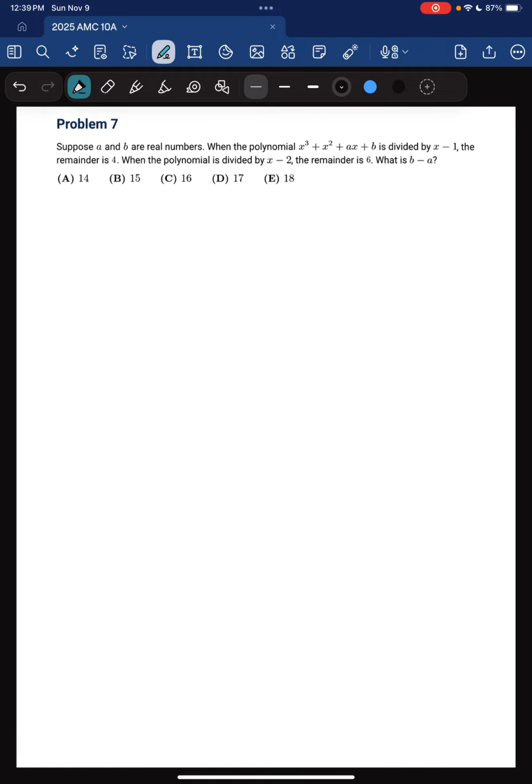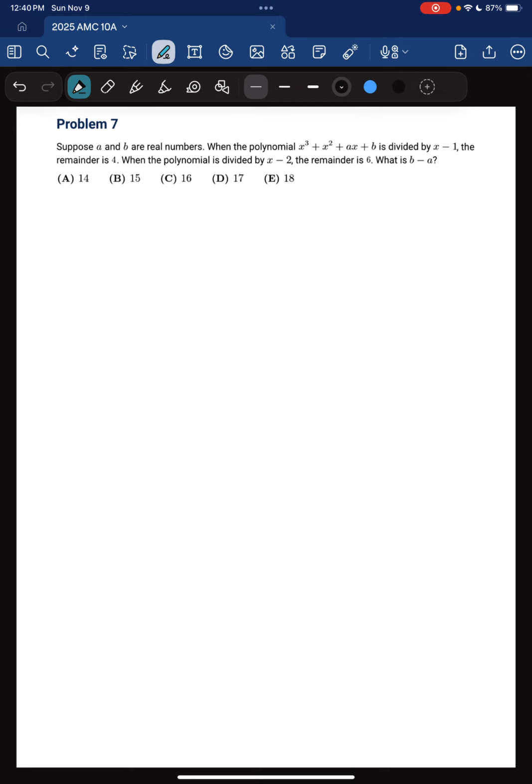Moving on to problem 7. Suppose a and b are real numbers. When the polynomial x cubed plus x squared plus ax plus b is divided by x minus 1, the remainder is 4. When the polynomial is divided by x minus 2, the remainder is 6. What is b minus a?